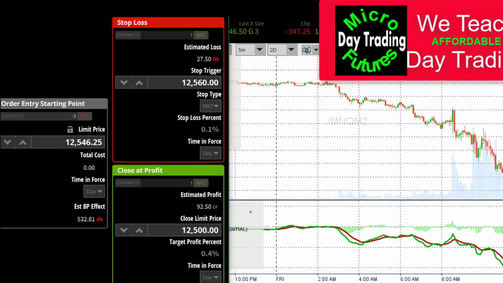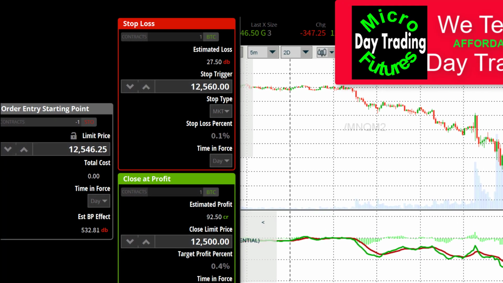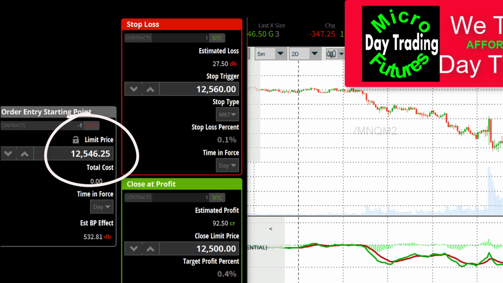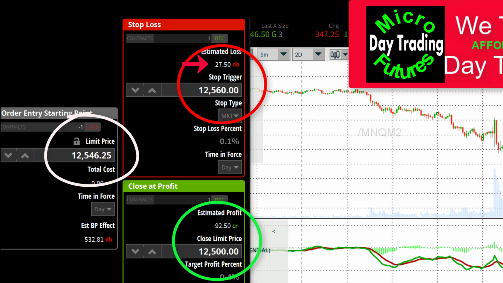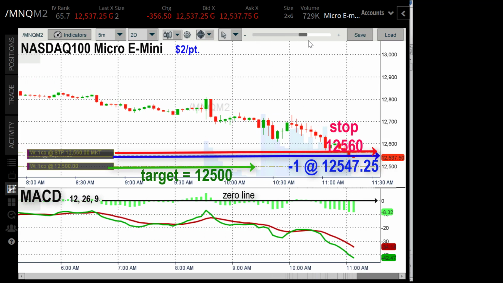Begins right now. I'm going to be shorting one of the Micro MNQs, the NASDAQ100, at around 12,546. And then I'm going to put a stop loss up there, which is above my entry price because I'm selling, at about 12,560. So my initial stop loss is up there, as you see, at around $27.50. And the close at profit, this is the only one of the three that's totally arbitrary, kind of a placeholder, at 12,500. Now, if you're new to the channel, relax, because I use this same setup, same screen, in all of the videos here on the channel.